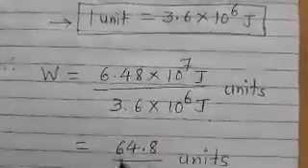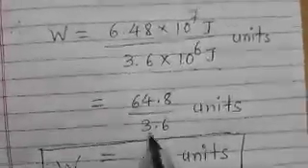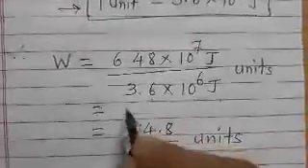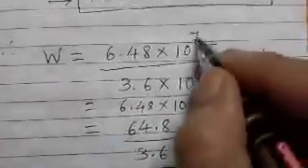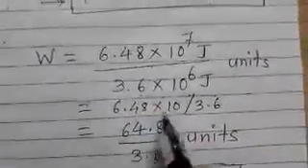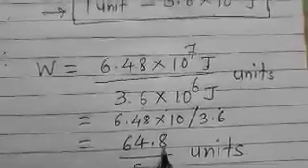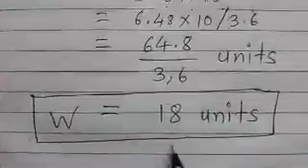So it will be like this, 6.48 into 10, because 6 and 6 will be cancelled and 10 will be left, upon 3.6. So we multiply this with 10, we get 64.8 upon 3.6 units. And so when we divide this, we get 18 units.